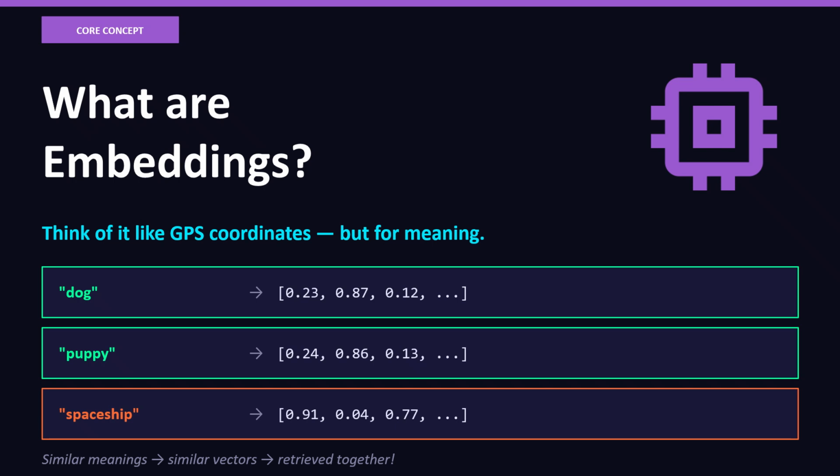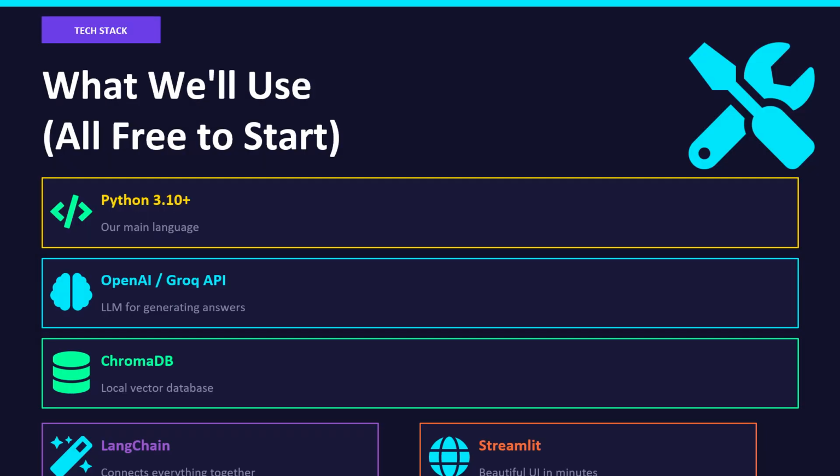Now let's pick our tools. Here's our complete tech stack for today. It's all free to start. Python 3.10 or higher, our main language. Next, OpenAI API if you want faster and cheaper. This is our LLM for generating the actual answers.